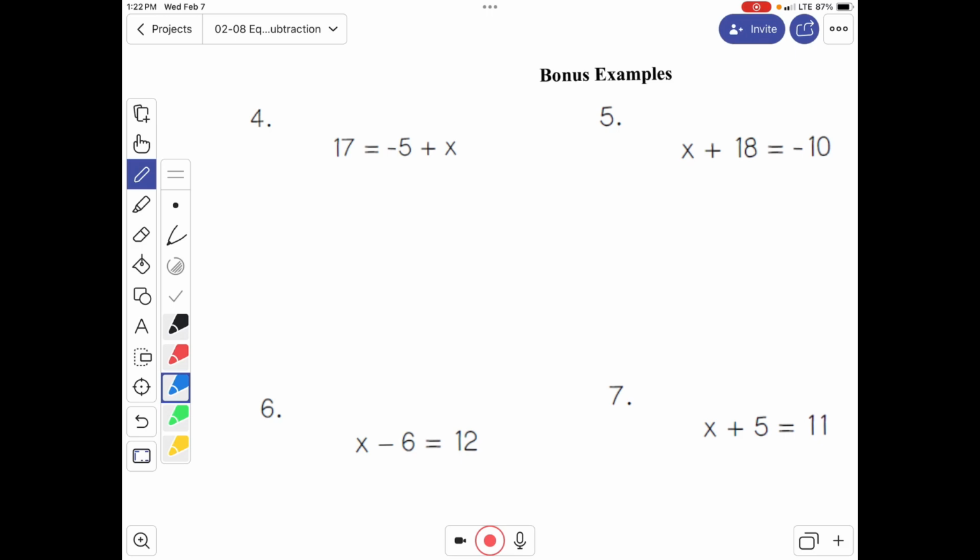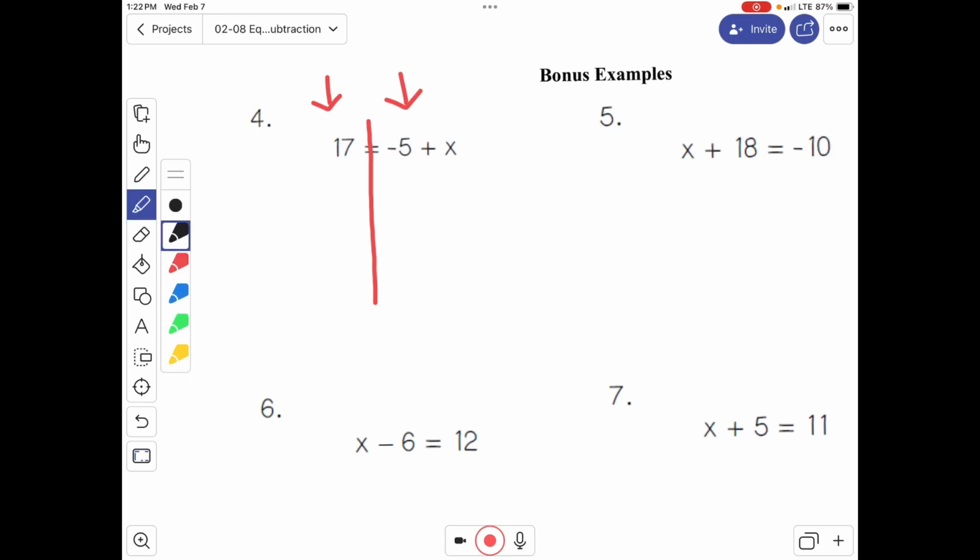Now let's do some examples that don't have models. The first thing I'm going to do is find the equal sign, and I'm going to draw a wall, because I want to make sure that whatever I do on this side, I also do on this side. So I need to draw me a wall so that I can see both sides of the equation.